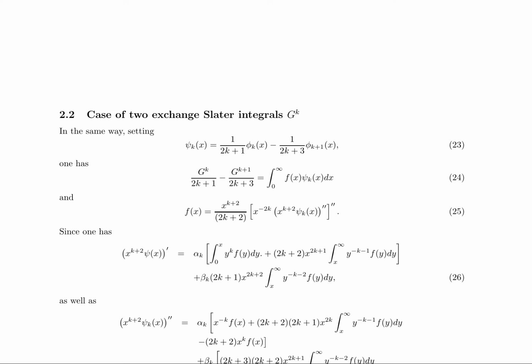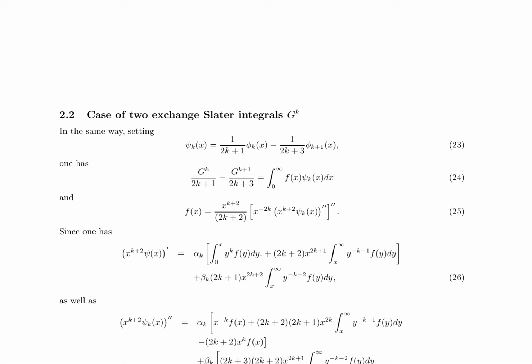The research focuses on the case of two exchange-Slater integrals G^k, which are crucial in understanding the behavior of certain quantum systems. To derive an inequality involving these integrals, the authors introduce a new function ψ_k(x) as a linear combination of φ_k(x) and φ_{k+1}(x), where φ_k(x) is a Slater-type orbital.